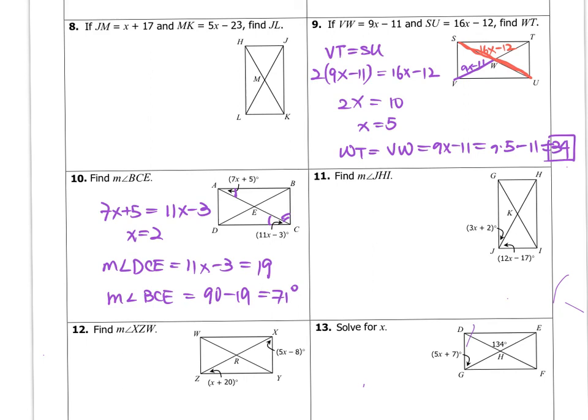Okay, so the rest of them are fairly similar, that you just need to look at the relationships, which one is equal to which one, which adds up to 90 degrees, which adds up to 180 degrees, and then solve the equation.